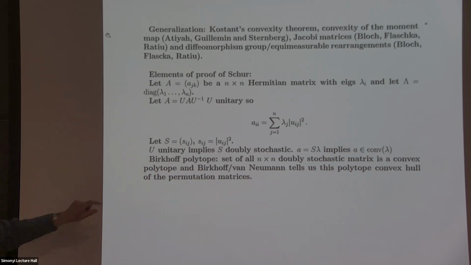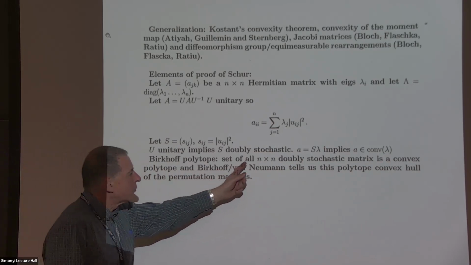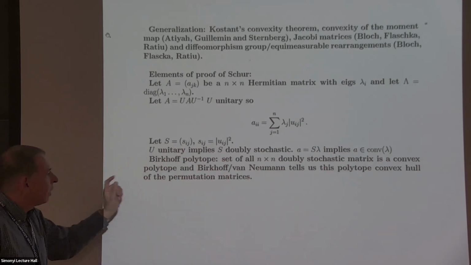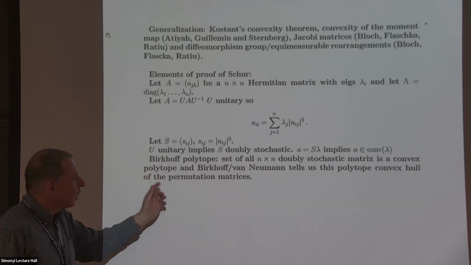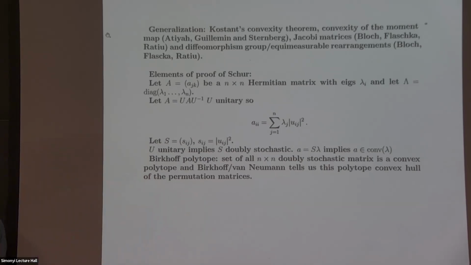And this is related to some work of Birkhoff, the so-called Birkhoff polytope, which says that the set of all n by n doubly stochastic matrices is a convex polytope, and the polytope is the convex hull of the permutation matrices. So that's what it follows from. So that's Bloch's theorem, which goes back also, I guess, maybe to the 1920s.